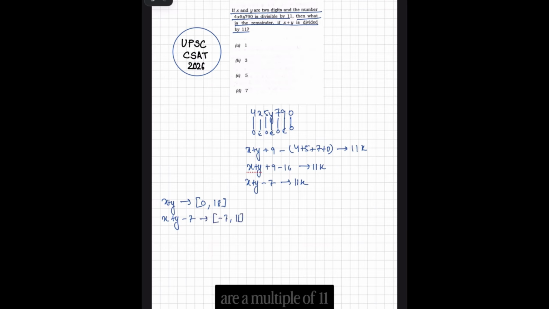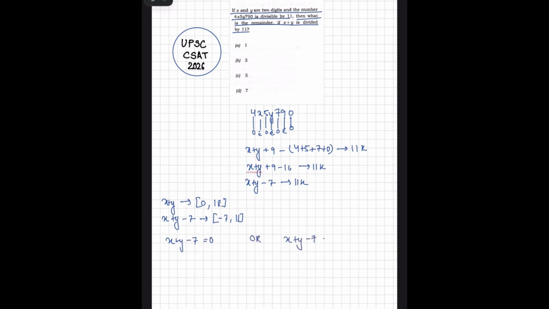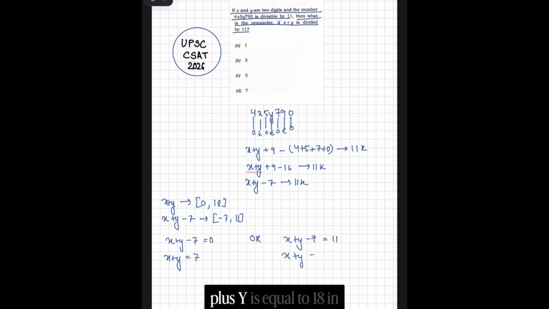Now, the only values that are a multiple of 11 are 0 and 11. So, x plus y minus 7 can be 0 or x plus y minus 7 can be 11. Therefore, we get x plus y is equal to 7 in the first case and x plus y is equal to 18 in the second case. Now, in the first case, when we divide the value of x plus y by 11, we get the remainder as 7. In the second case, when we divide the value of x plus y by 11, we get a remainder of 7 as well. So, in both the cases, we get a remainder of 7. Hence, our answer is option D.